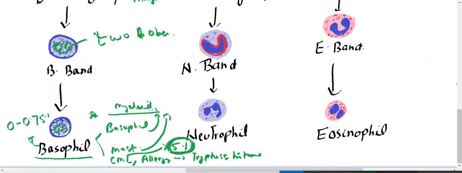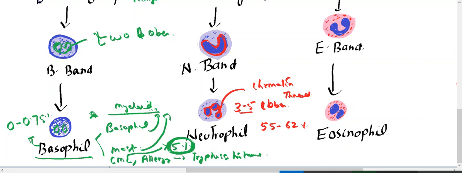Then forms the neutrophil. Neutrophils are normally 3 to 5 lobes. These lobes are connected by chromatin threads, okay? So what is the function of neutrophil? What is the normal percentage of neutrophils in the blood? Normally they have 55 to 62% of neutrophils in the peripheral blood, and then this is increased in any inflammatory conditions.